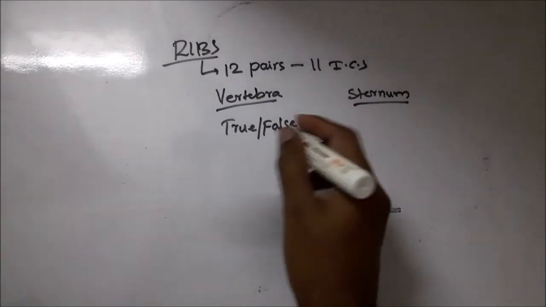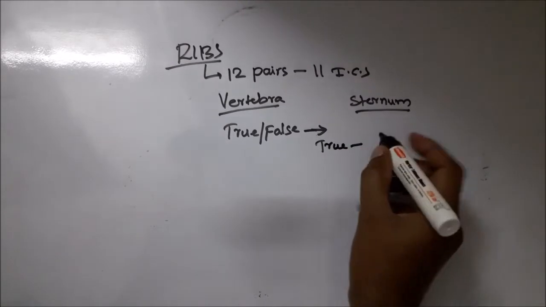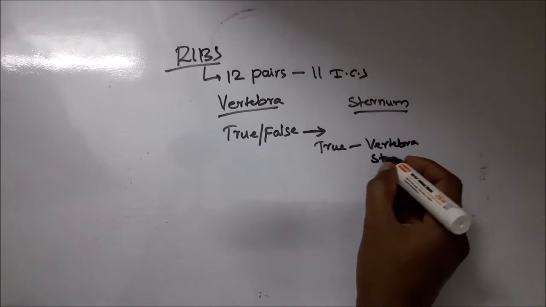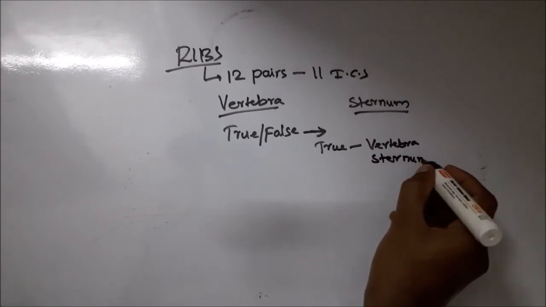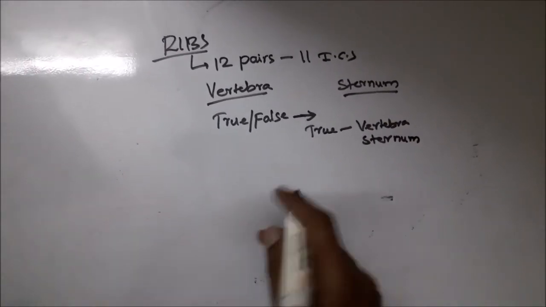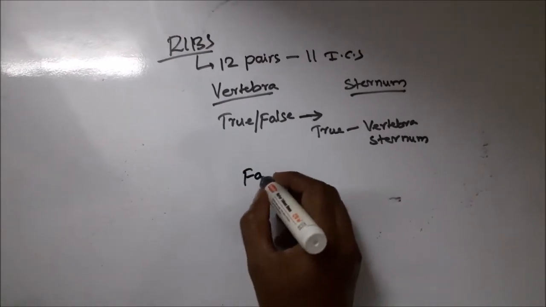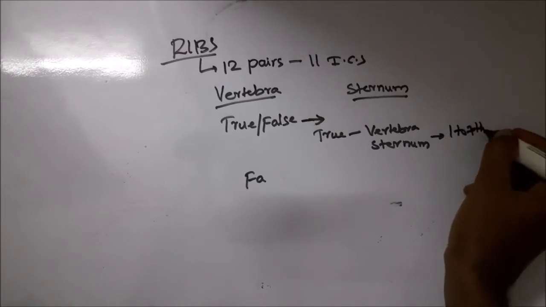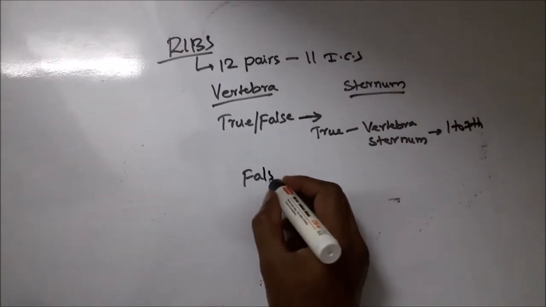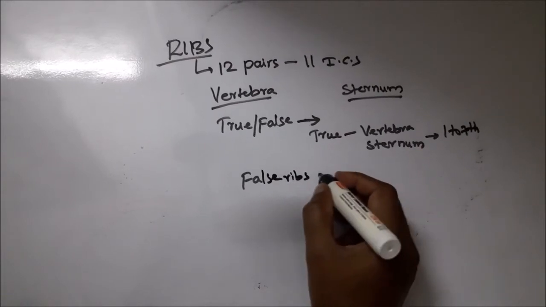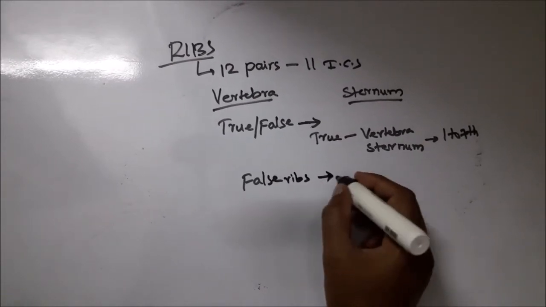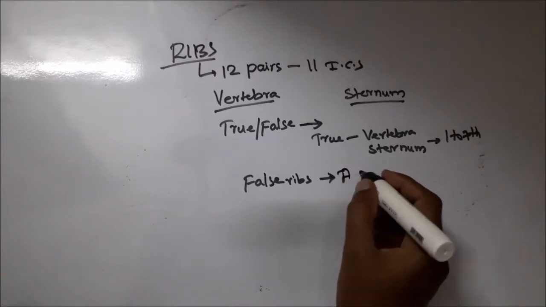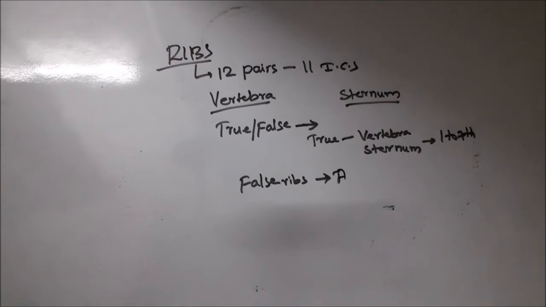So true ribs are attached posteriorly to the vertebrae, and anteriorly directly to the sternum by a cartilage. What are these true ribs? From the first to the seventh rib they are attached to the sternum. The false ribs are attached posteriorly to the vertebrae, whereas anteriorly they don't have any attachment to the sternum but are attached along the costal cartilage.